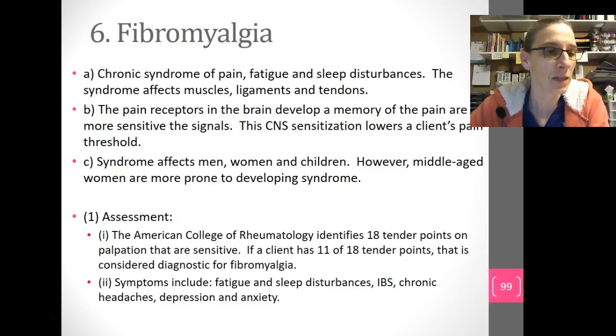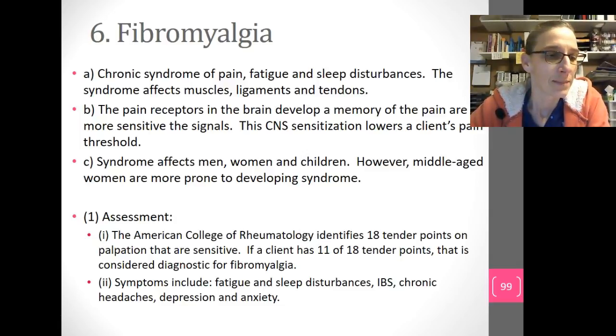The syndrome affects men, women, and children. However, middle-aged women are more prone to developing the syndrome. It does usually get better through the day and worse at night, and with weather changes, they have increased complications. For assessment, the American College of Rheumatology identifies 18 tender points on palpation that are sensitive. So if you palpate these 18 tender points, if 11 of the 18 are sensitive, then you're considered diagnostic for fibromyalgia.